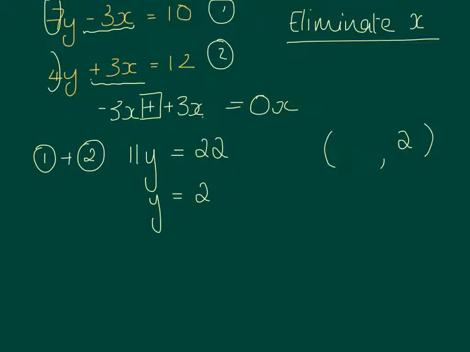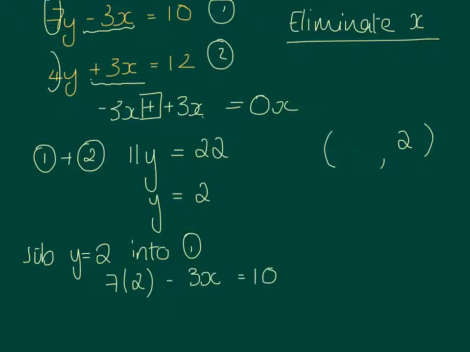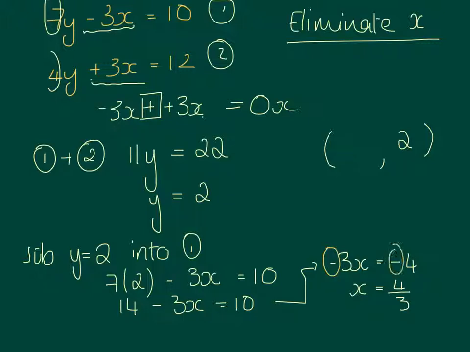But what about the x value? So let's substitute. We're going to substitute y is 2 into one of the other equations. I'm going to choose 1 this time. So 7 lots of 2, so 7 lots of y, minus 3 lots of x, give us 10. So 14, so 7 times 2, minus 3x is 10, which means that minus 3x is minus 4, so x must be 4 over 3. Don't forget I've got a minus and another minus I'm dividing, so minus divided by minus is a positive. So that means that the x value of this coordinate is 4/3.